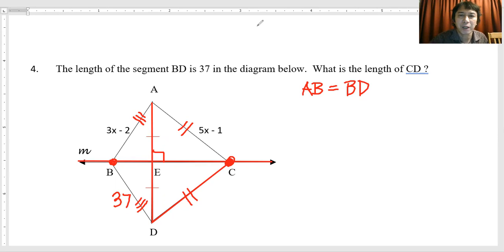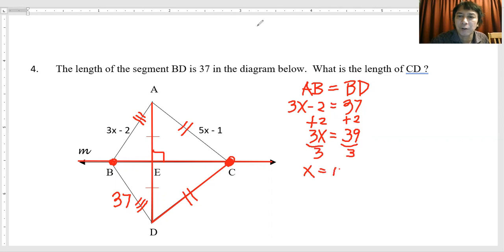AB is 3x minus 2, and BD is 37. And therefore, we can solve for x. Let us solve for x. We add 2 to both sides of the equation. Right side becomes 39, and the left side is just 3x. After division by 3, we have the value of x at 13.